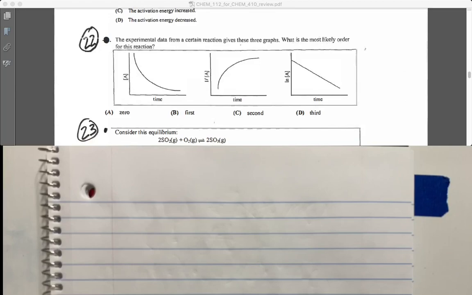For 22 here, this is the classic: you're trying to decide whether the reaction is 0, first or second order. If the plot of ln of A with respect to time is linear, then it is a first order reaction.